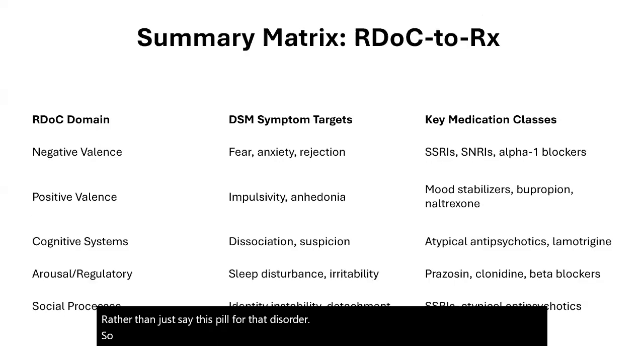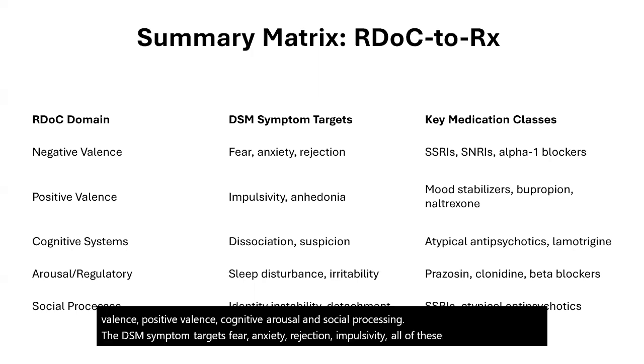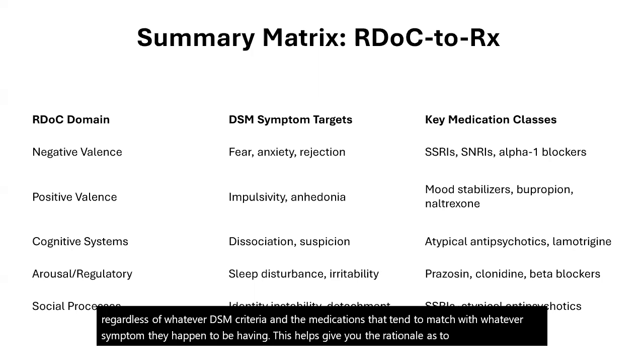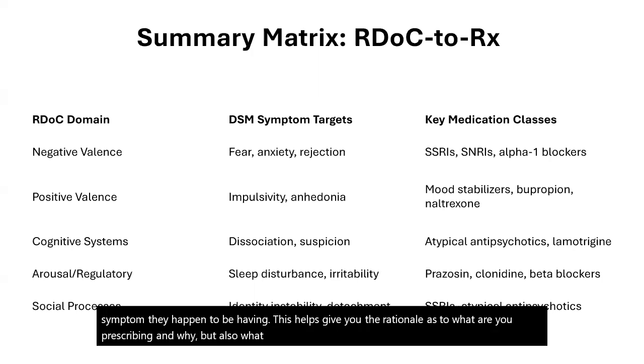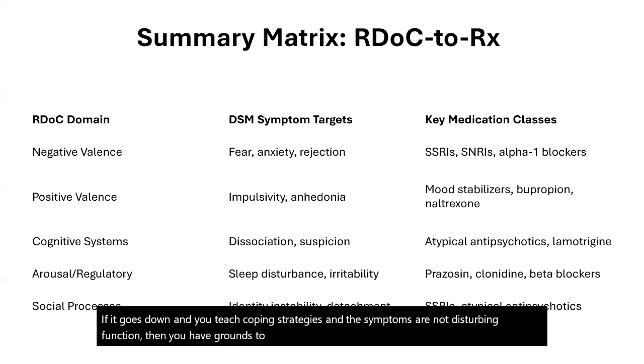So here is the summary. Essentially, you look at the RDoC domain, consider that negative valence, positive valence, cognitive, arousal, and social processing. The DSM symptom targets, fear, anxiety, rejection, impulsivity, all of these can occur regardless of whatever DSM criteria, and the medications that tend to match with whatever symptom they happen to be having. This helps give you the rationale as to what are you prescribing and why, but also what will you monitor so you don't just keep adding medication forever. If it goes down and you teach coping strategies and the symptoms are not disturbing function, then you have grounds to come off of them.